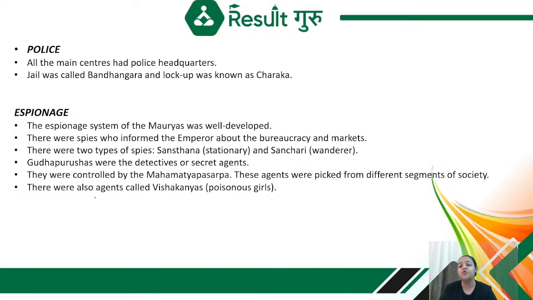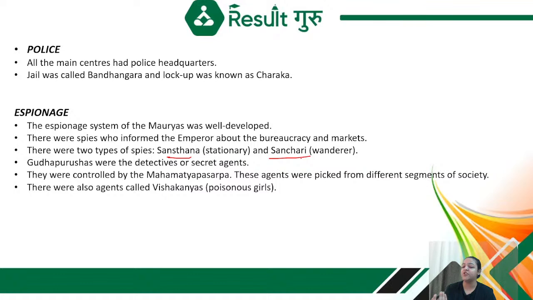So there were two kinds of spies. We have Sansthana, who were stationary. So they stayed at one place and gave information about things. Then we have Sanchari. They were wanderers. They went from place to place collecting information to give to the king.